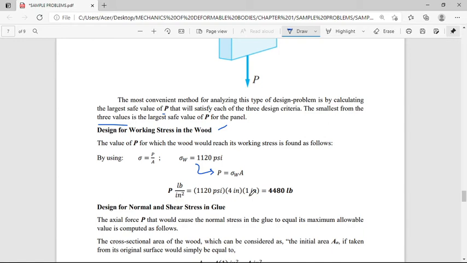Therefore, what we will use is the force for the wood depending on the working stress given in the problem. So, we will obviously use the working stress given in the problem. Therefore, we have here the unknown force P equal to 1,120 psi multiplied by the cross-sectional area of the wood, 4 inches times 1 inch. And this is equal to 4,480 pounds.